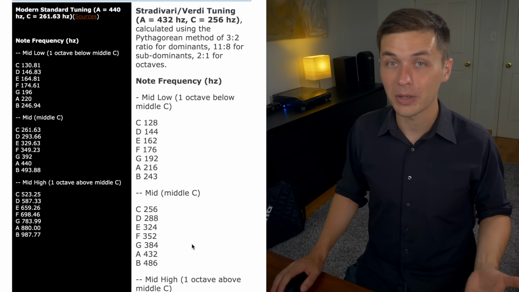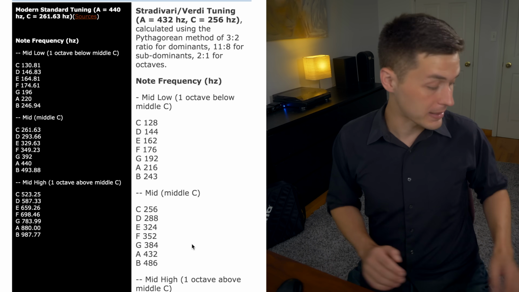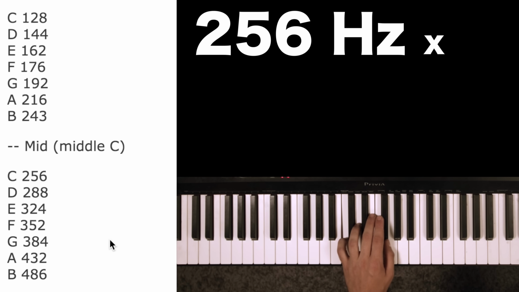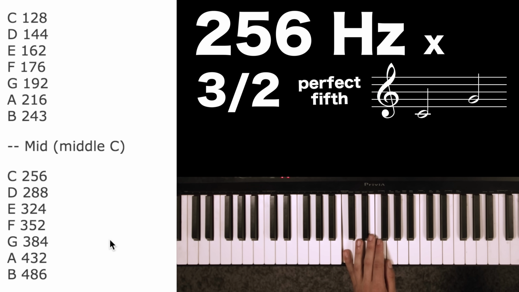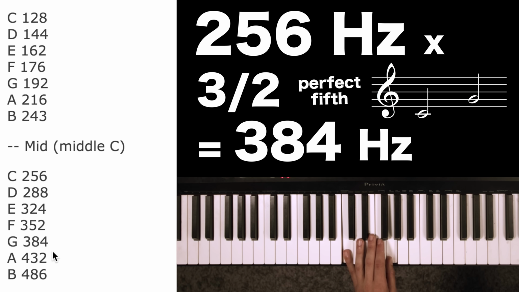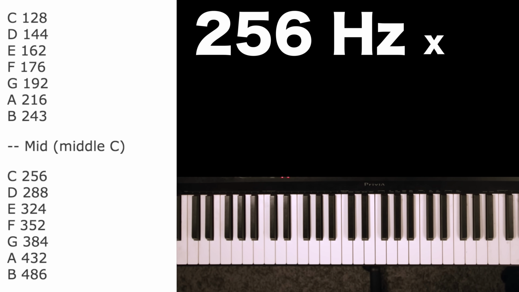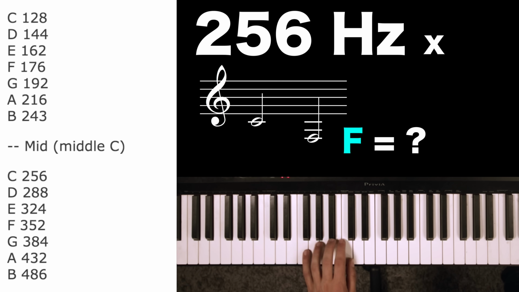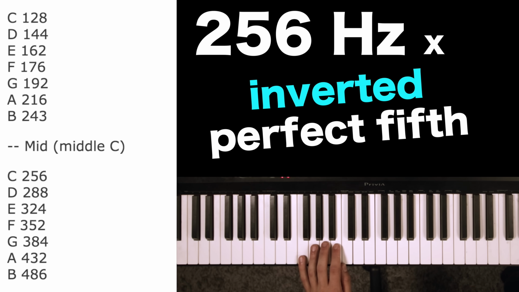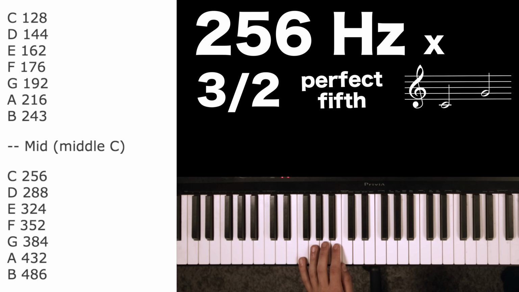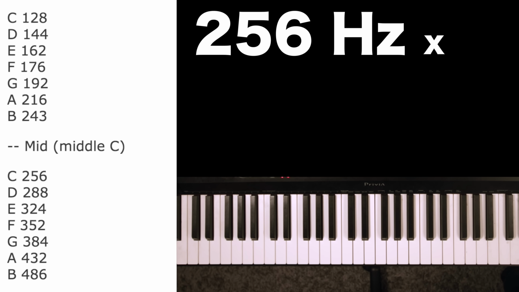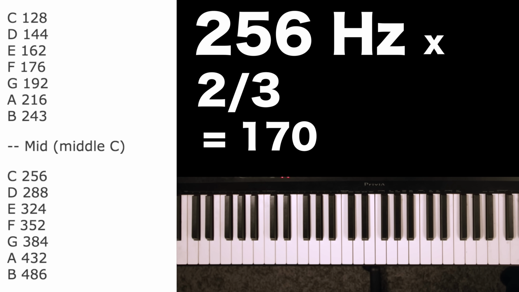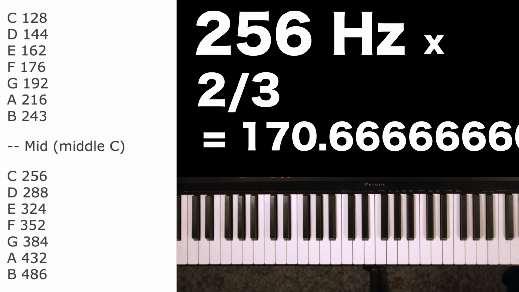Normally, to get Pythagorean intervals, what you would do is multiply C, for example, at 256 by 3 over 2, the ratio of a perfect fifth, and you would in fact get G equals 384. That's good math. However, to get the frequency for F, which is a perfect fifth down from C, you'd invert the multiplication. So instead of multiplying by 3 over 2, you'd multiply it by 2 over 3. So C, 256 times 2/3 is 170.6 repeating.